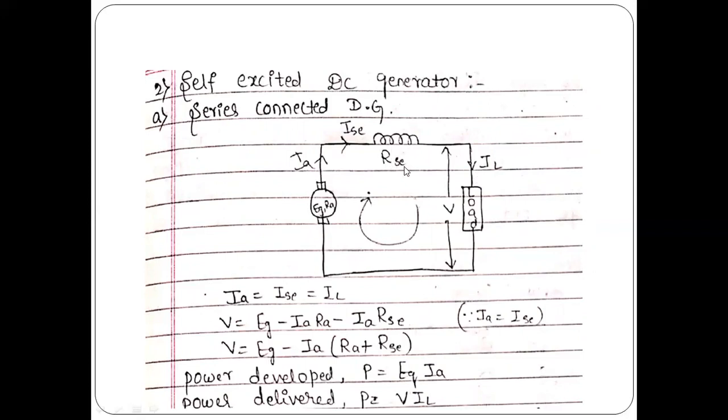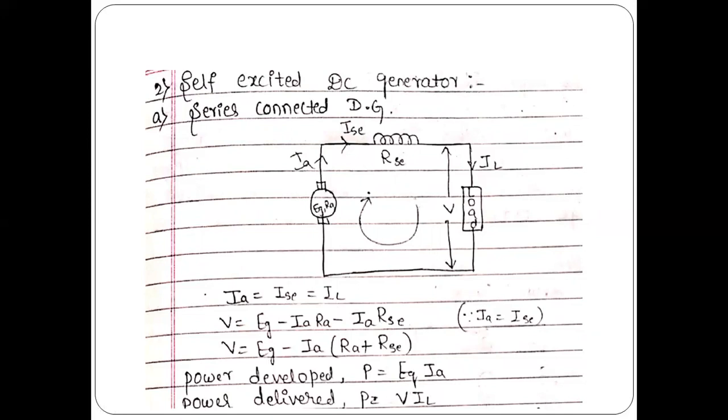The resistance of the field is written as Rse, the series field winding resistance. What is Rse here? It is the resistance of the field winding which is connected in series. Now all are connected in series, right? The same current flows through all three. So Ia is equal to Ise is equal to IL. Correct? Just think about that.